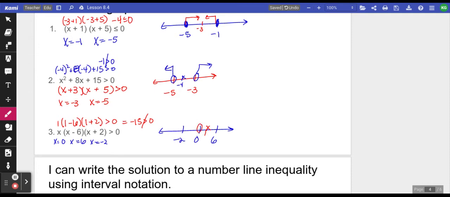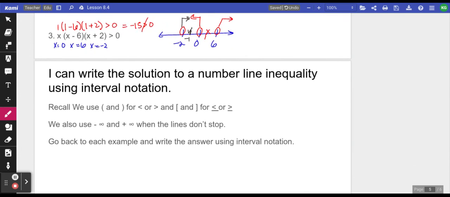Also, these are all open. So since I can't point at that one, I have to point these this way. And then I'll also check a number in between here, which is -1. So I'm going to do the same process, but put -1, which is 7. Is 7 greater than 0? Yes. So this one has to point there.